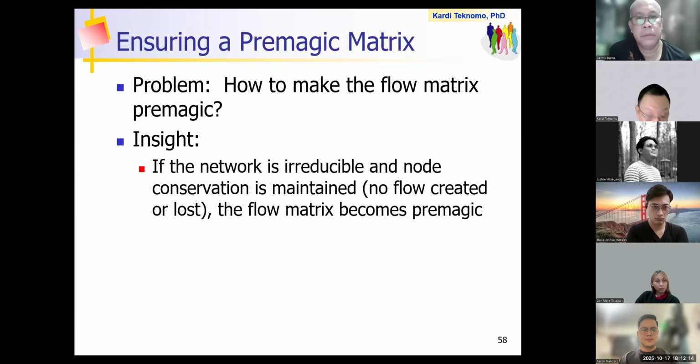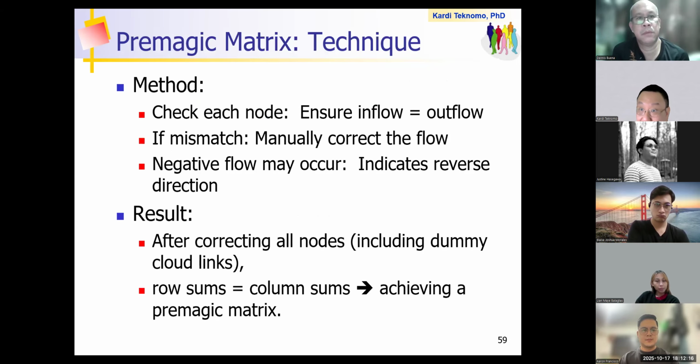Okay. Now, once you have that, then we can get the pre-magic matrix. Pre-magic means the total inflow in each node is equal to the total outflow. Once you make this, you still need to check. In the real data, you need to check whether it is incorrectly summed or not. If there is an error, you need to correct that.